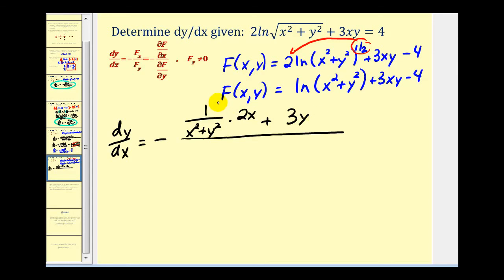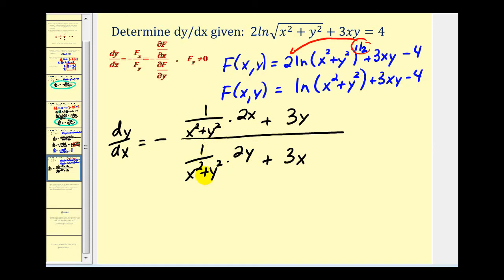For the denominator, we'll find the partial derivative with respect to y. So we'll have 1 over u, or 1 over x squared plus y squared, times the derivative of x squared plus y squared with respect to y would be 2y, plus derivative of 3xy with respect to y would be 3x. So this is dy/dx, but you can see it's kind of messy.